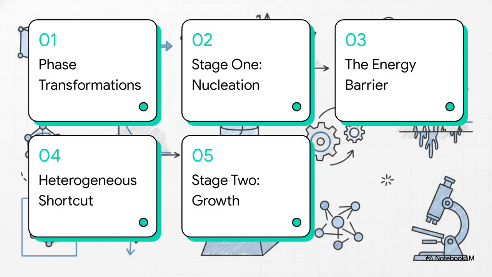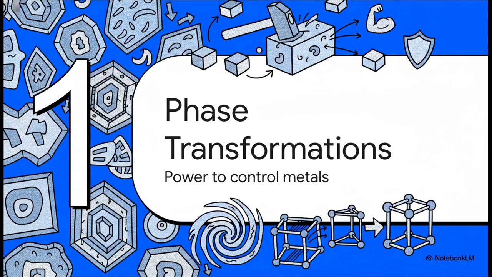So here's our game plan for today. We're going to start by exploring the power of phase transformations. Then we'll hit stage 1, which is nucleation. After that, we'll talk about overcoming the energy barrier, look at a really cool trick called the heterogeneous shortcut, and finally wrap things up with stage 2, growth and kinetics. Let's get into it. Starting off with section 1, the power of phase transformations.